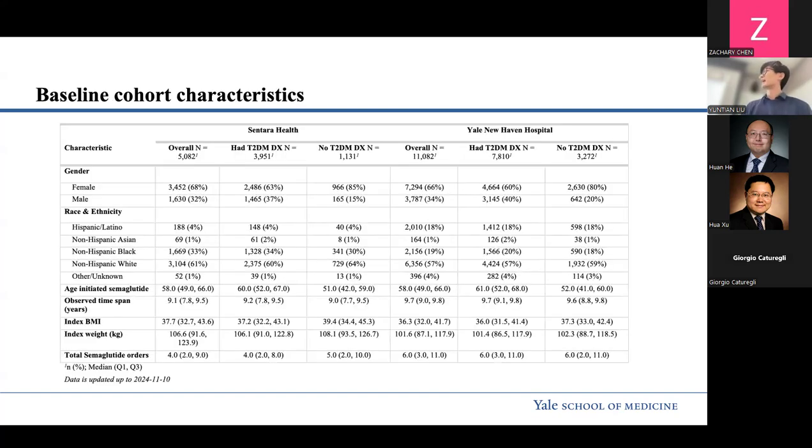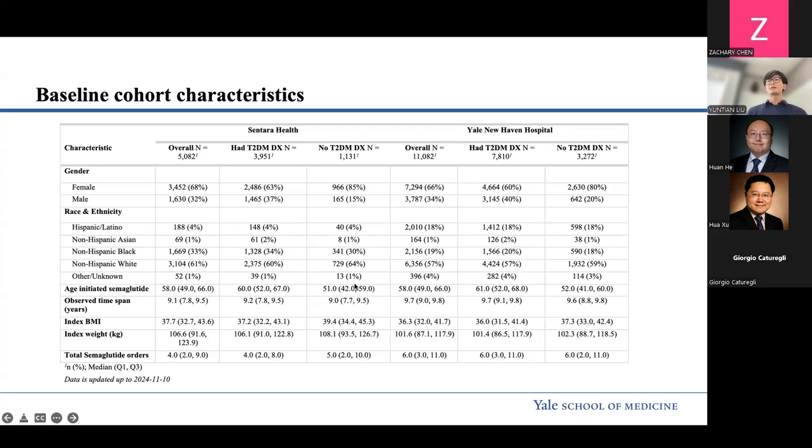And this is the baseline patient characteristics for these 2 health systems for our baseline cohort. You can see the gender proportion, the race and ethnicity distribution, and other characteristics are pretty similar across the 2 health systems.